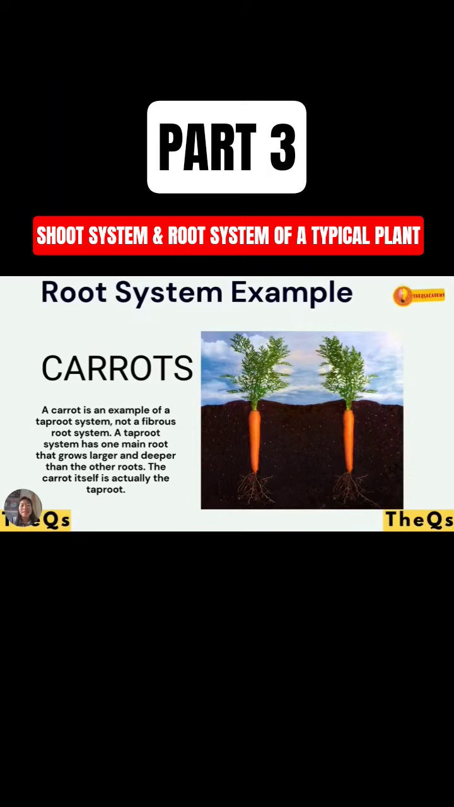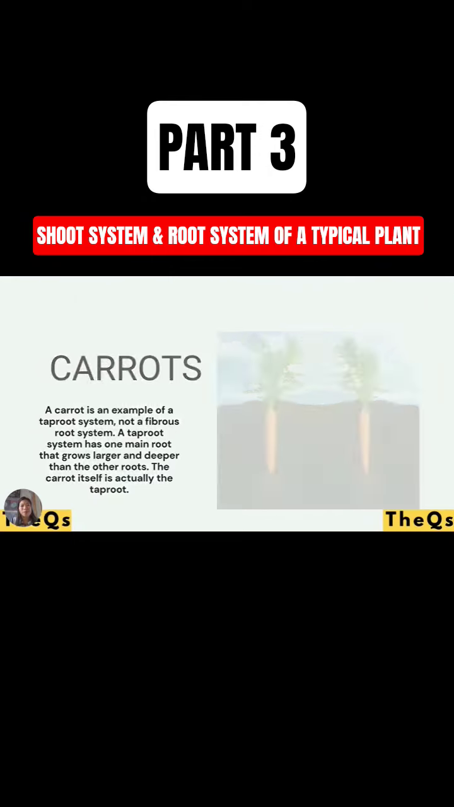So a carrot is an example of taproot. Yes, not a fibrous root system. A taproot has one main root that grows larger and deeper than other roots.